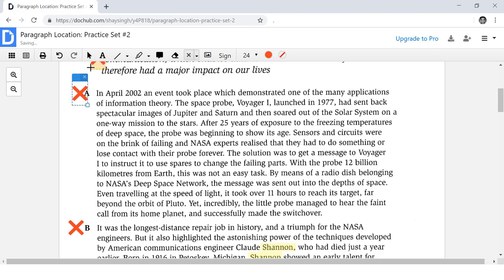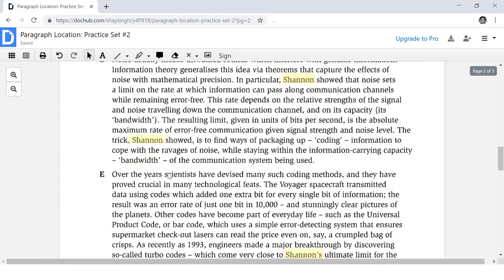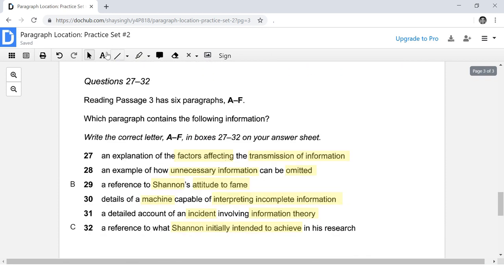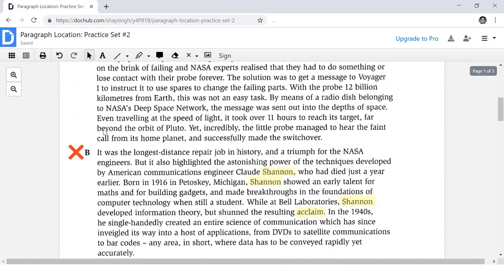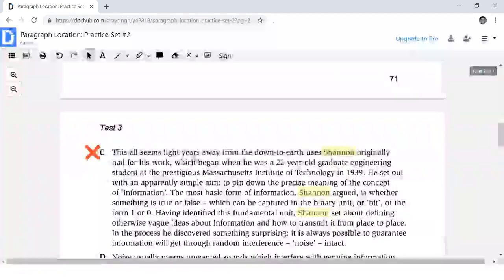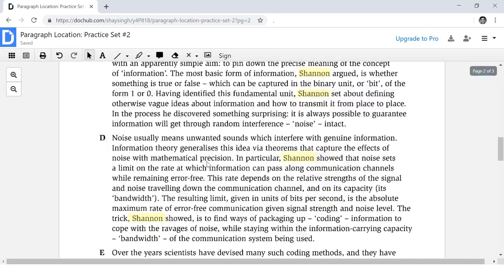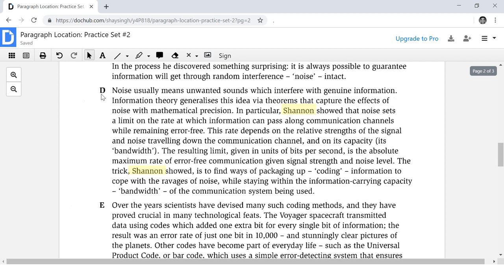So let's put a cross next to that since we've already used this answer choice, and let us put that answer choice for question number 31. Great. Now let us move on to our next paragraph. We'll skip B. We'll also skip C since we've already used those. Let us move on to D.